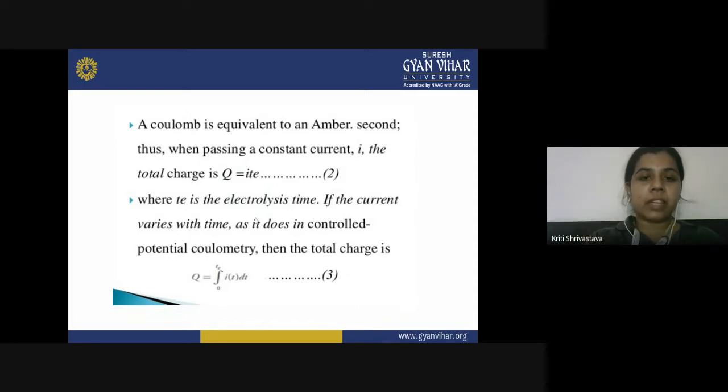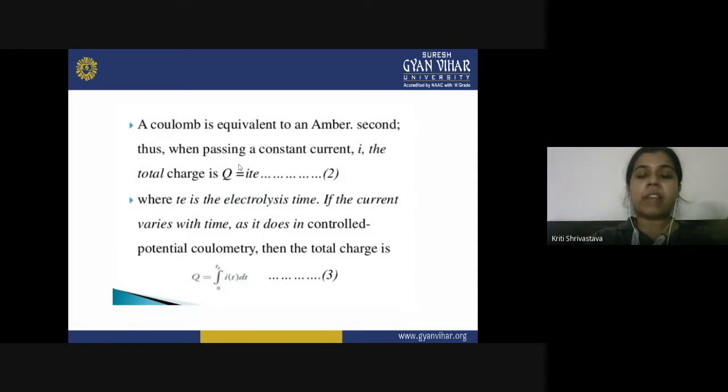And if the current varies with time, as it does in controlled potential coulometry, then the total charge can be calculated by integrating the current at different time intervals with respect to dt, from time 0 to the time t_e. That is, till the electrolysis time, you integrate all the current values at different time intervals, and you will get the total charge Q. This is the formula to calculate Q.